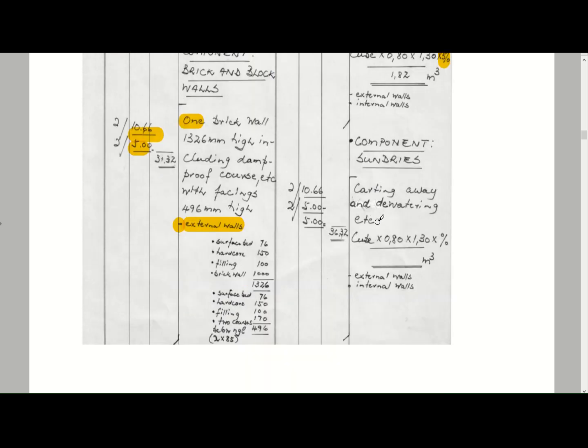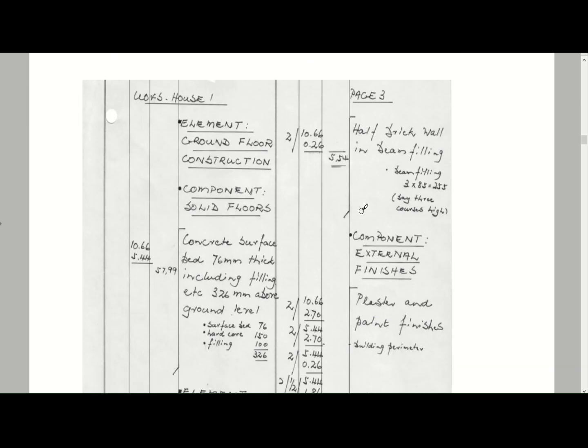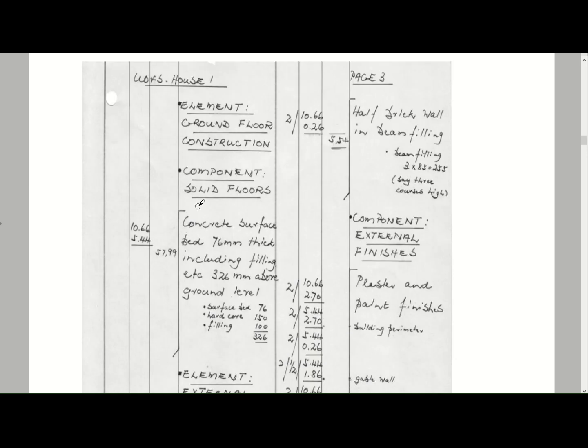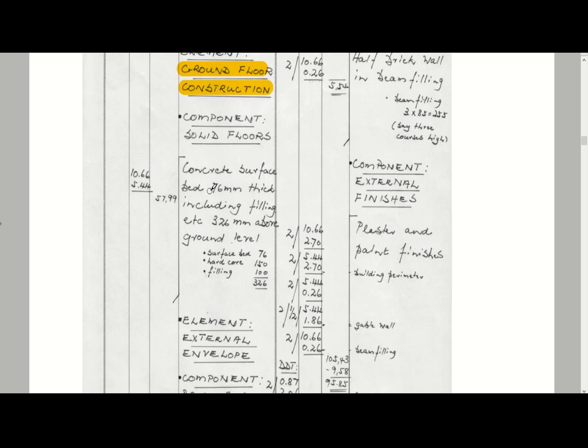I just want to get to a dimension where it's not just length that we're measuring. So let's get into our top structure. Here's our ground floor construction, which is measured in square meter. What we've got here is 10.66 times 5.44. That's the total length times breadth to get a square meter of 57.99.